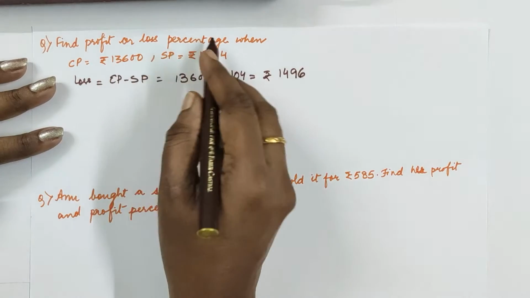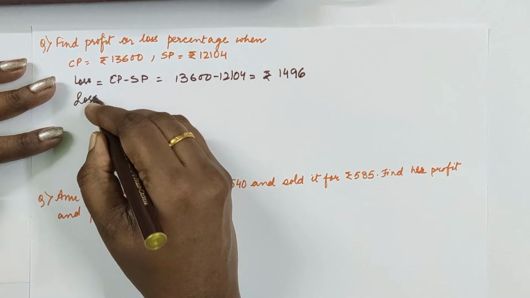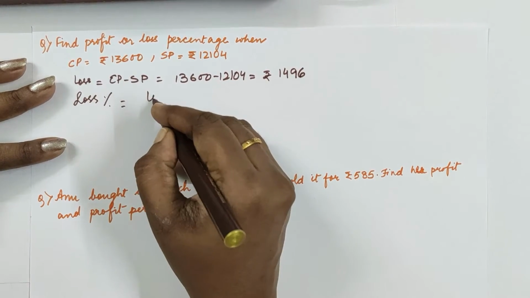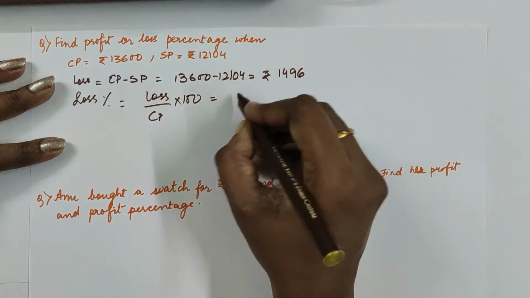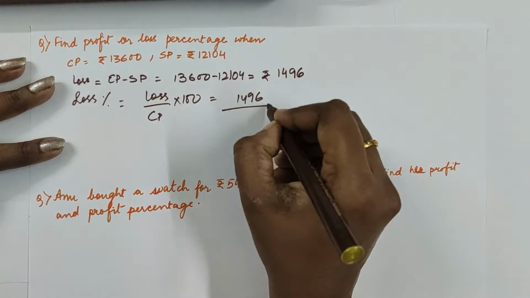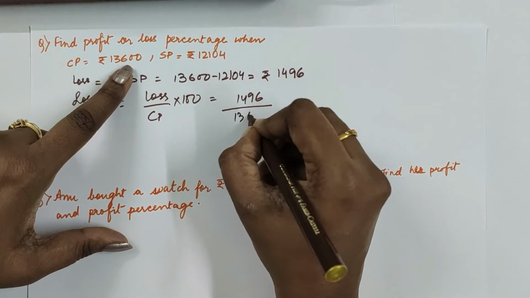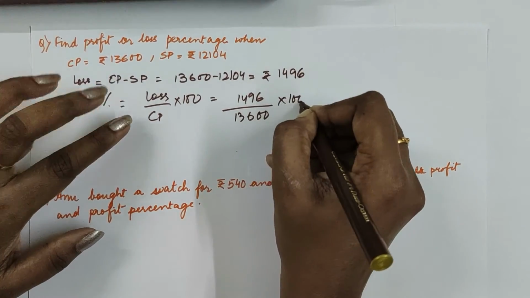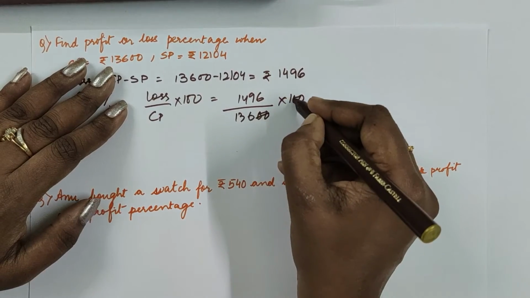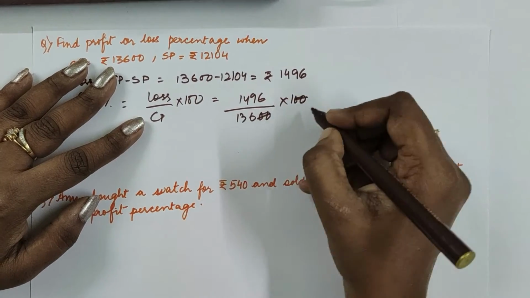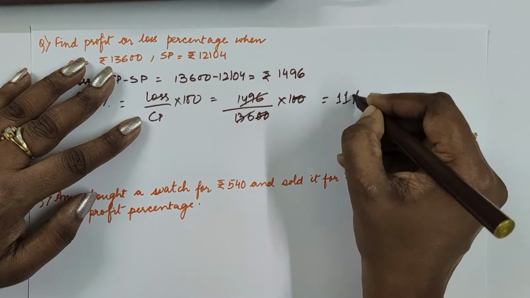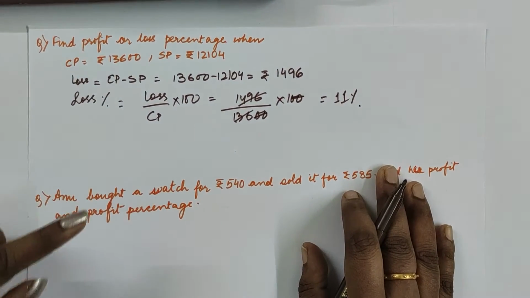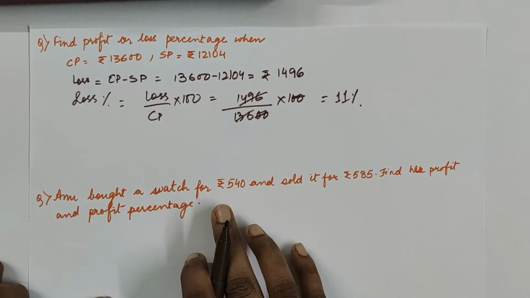which will be equal to rupees 1496. Now loss and loss percentage also we have to calculate, so that is loss by CP into 100. So loss is 1496 by the CP is 13,600 into 100. So we can reduce it and we will get 11%.